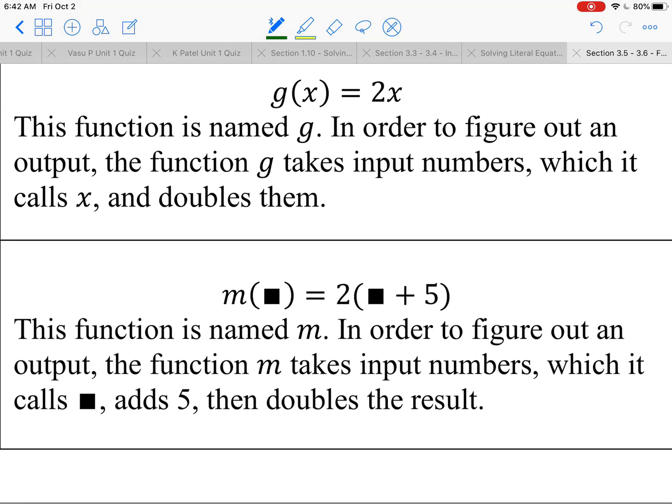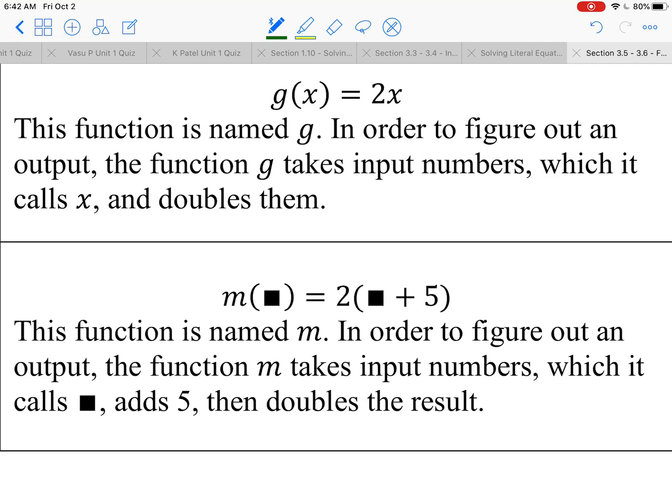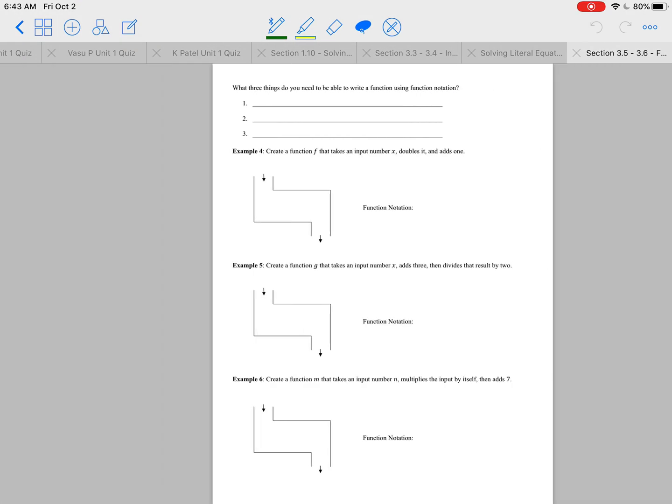Okay, how about this one? So this function is called m. So that's the name of the function. And what does m do? So m takes inputs, which it calls black box. I don't know what to call that, like black square. So it takes things and it calls them black squares. And what it does is look at the rule over here. It takes the black square and then it adds 5 to it. And then it looks like after that, it doubles the result. So it adds 5 inside the parentheses there, and then it multiplies that result by 2. So that's what that function does.